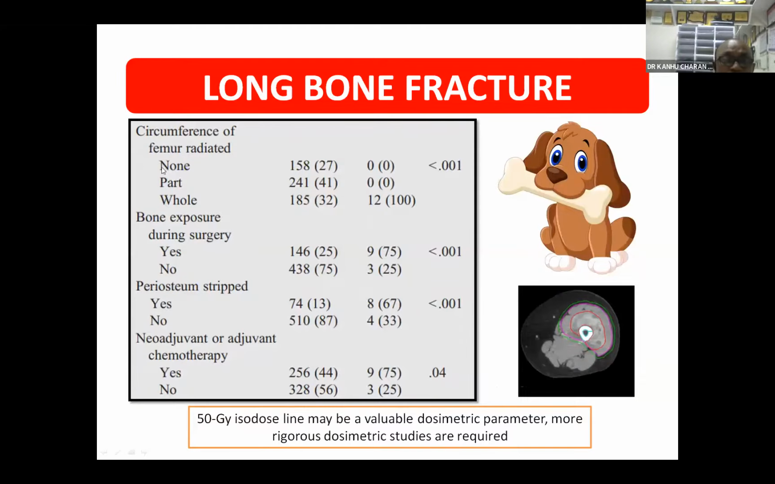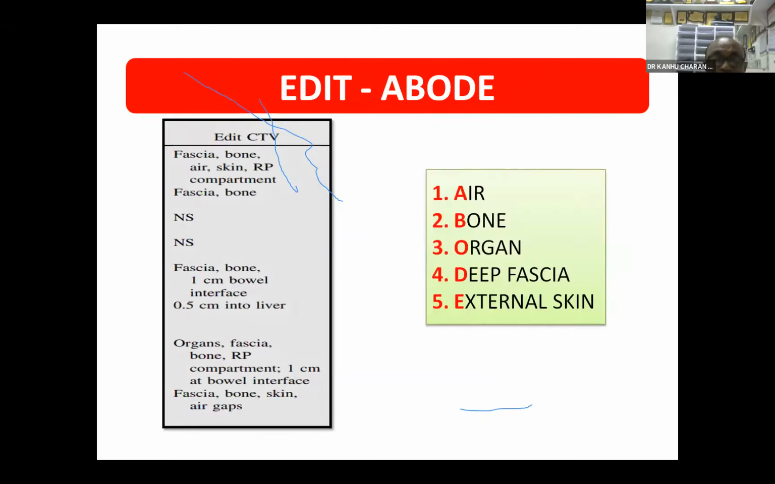Long bone fracture is a high chance if you are treating the whole femur circumference. If there is a stripping of the bone during bone exposure, high chance of fracture. If the periosteum is stripped, high chance of fracture. If neoadjuvant chemotherapy or neoadjuvant chemoradiotherapy is given, there is a high chance of fracture. So this is a very important thing you have to keep in mind. You don't treat the total circumference of the femur.